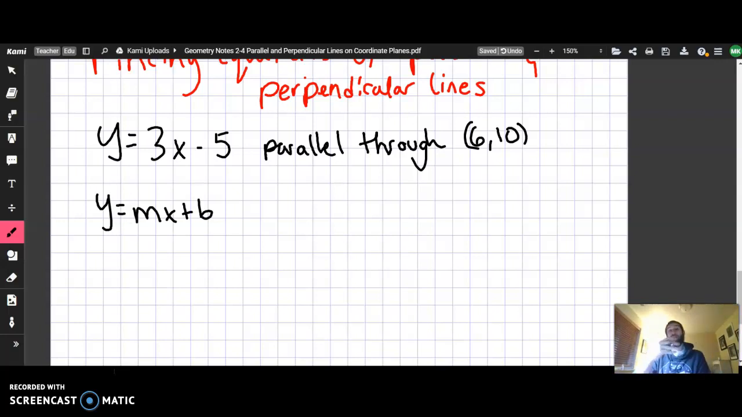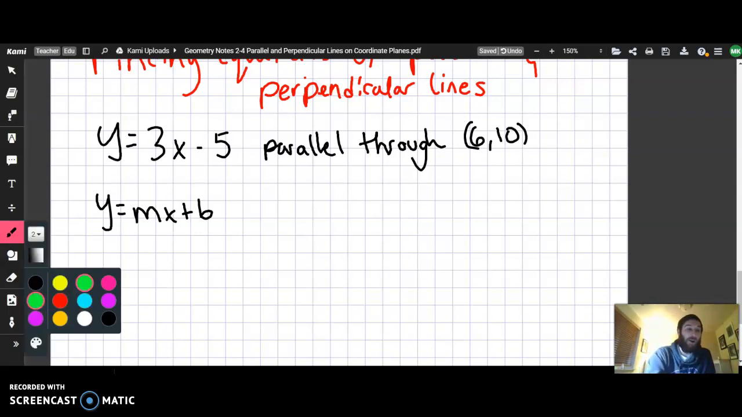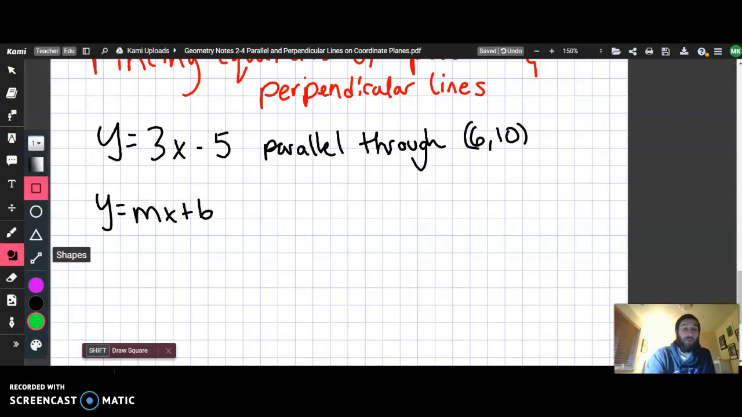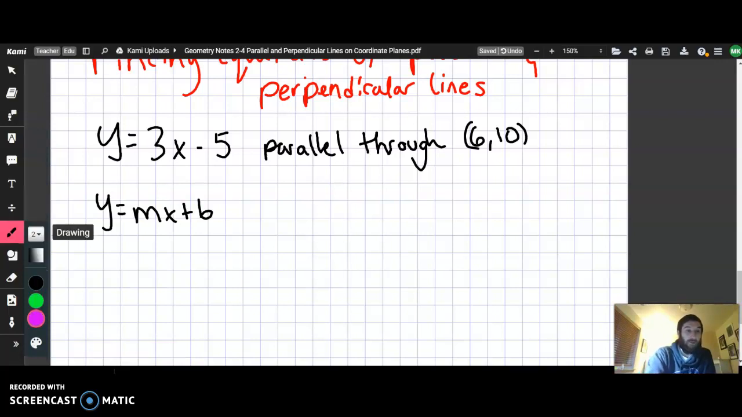And we are plugging in things into this until we're able to find our m and our b for our equation. The good news is, because we know it's parallel, we already know the slope is going to be the 3. Because parallel means the slope is the same. So our slope is already 3.